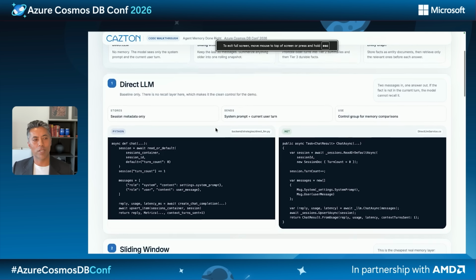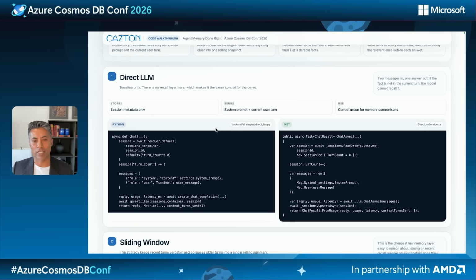For your code to remember, here's your direct LLM. And if you're a .NET developer, you can look at the right-hand side of the code. And if you're a Python developer, you can look at the left-hand side of the code. Direct LLM, it's literally sending the system prompt, then creating the message chain, and then making a call. It's very simple. That's how you've been making all your calls so far.